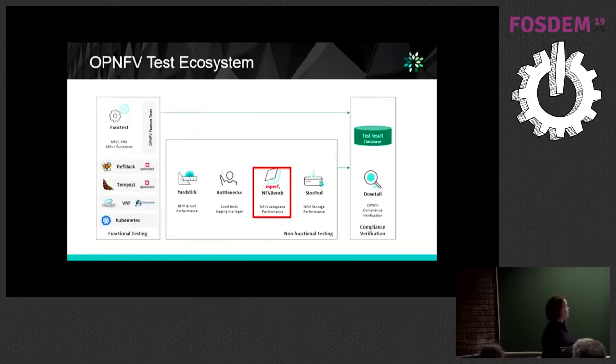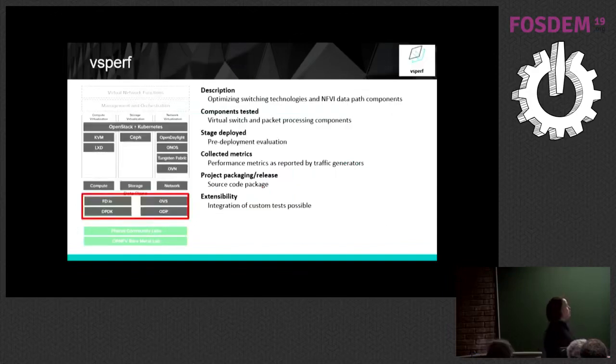So next up is testperf, which is one of the two tools we have for NFVI data plane performance. Testperf is used for optimizing the performance of your vSwitch. It lets you test out different configurations in your environment to determine the best configuration for your vSwitch. This is done before you start deploying any kind of VIM on top of it. This is base level performance tuning for vSwitches.